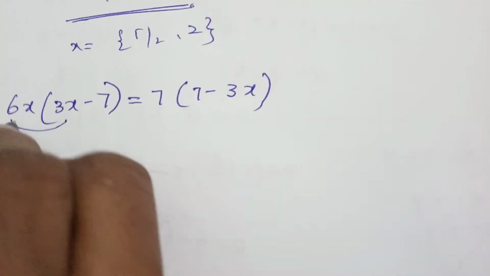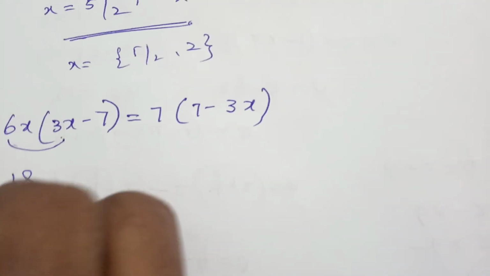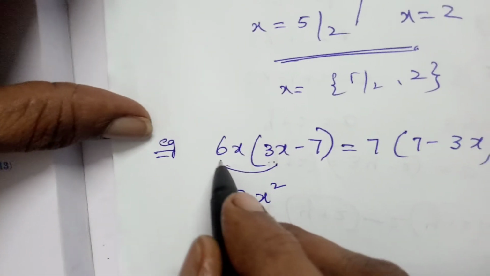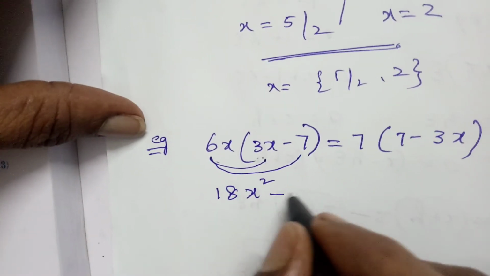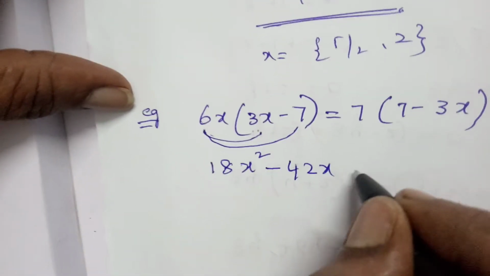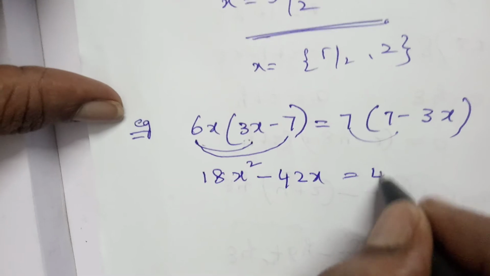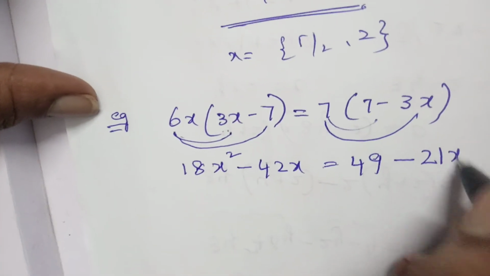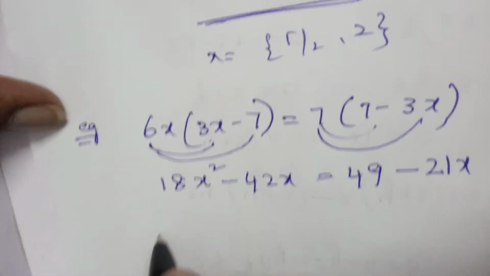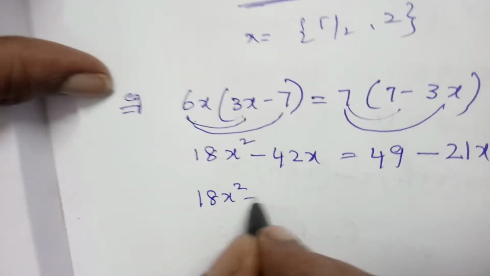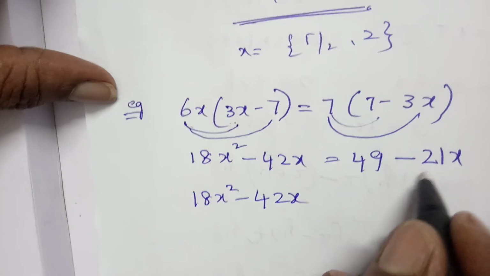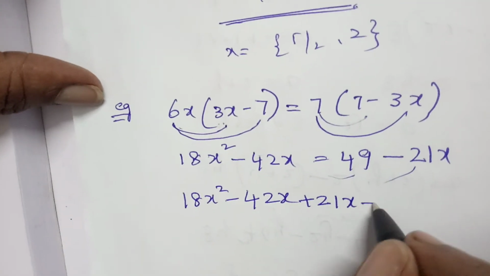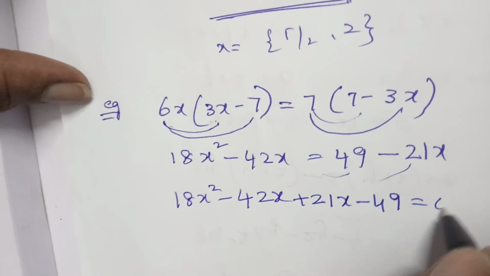6x into 3x is 18x square. 6x into minus 7 is minus 42x. Now 7 into 7 is 49, and 7 into minus 3x is minus 21x. Now bringing all the terms to one side, 18x square minus 42x, now minus 21x will become plus 21x, and 49 will become minus 49 is equal to 0.